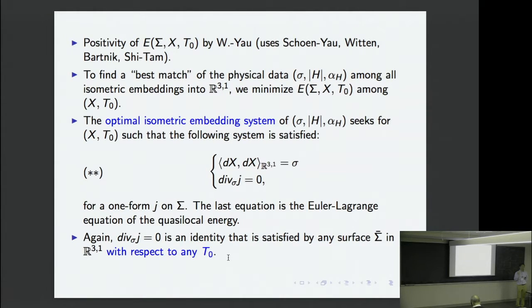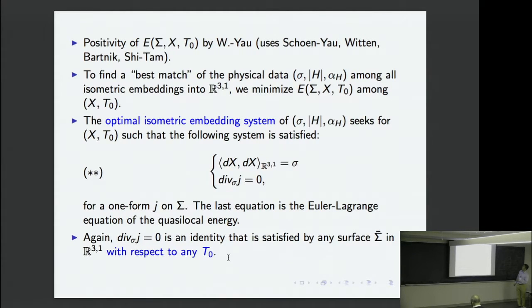Okay. And in order to get the mass, or the rest mass, we have to minimize the energy among all observers. Therefore, we just minimize this expression here among all possible pairs. And at the end, we get this desired additional equation. Okay? So this is actually the Euler-Lagrange equation of this quasi-local energy here. And we have this one from isometric embedding.